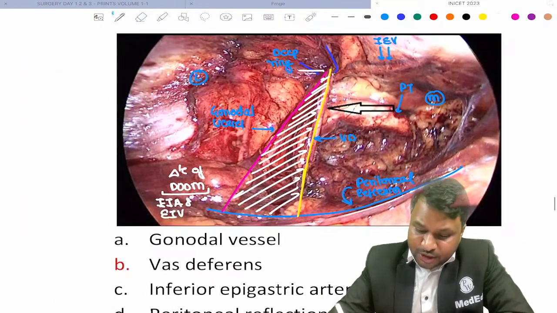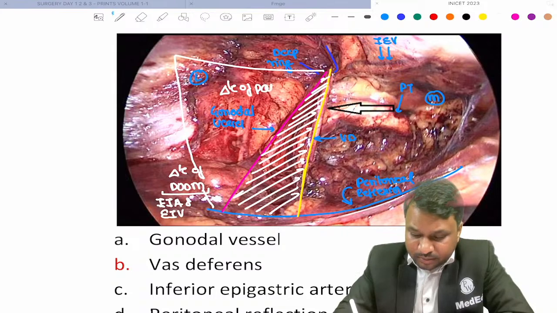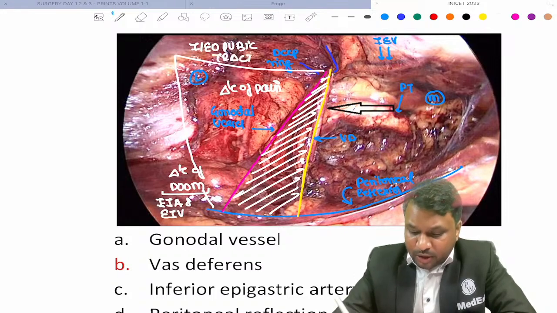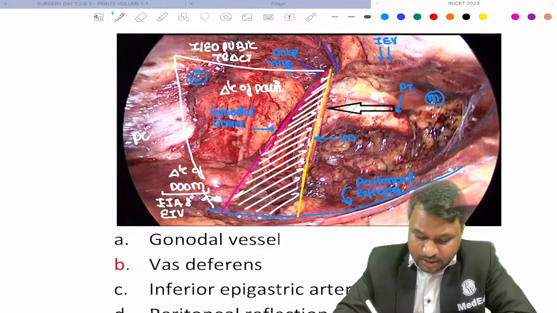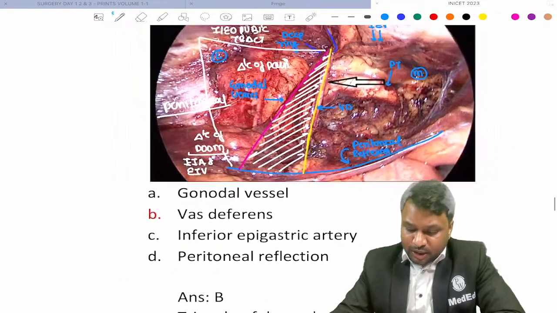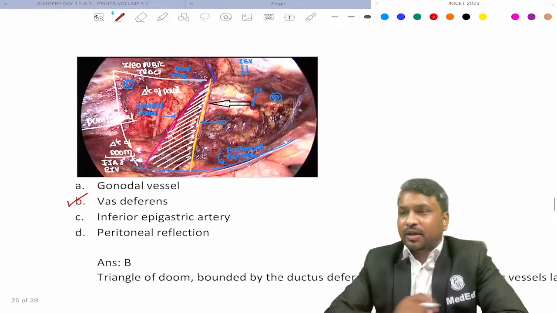Then if there's an extension here on the lateral side, this triangle that is present is the triangle of pain. So this is your iliopubic tract. Between the iliopubic tract, your gonadal vessels and the peritoneal reflection, this continues as the peritoneal reflection. This is your triangle of pain, right? Now the structure that is marked here is your vas deferens, right? Here.